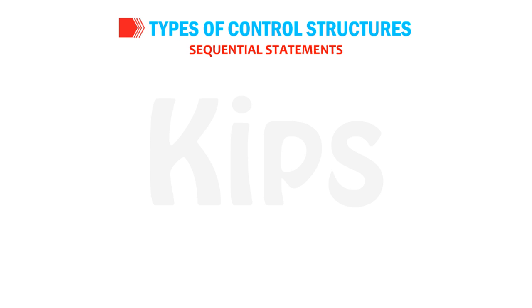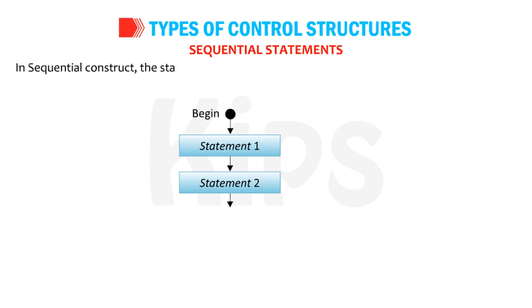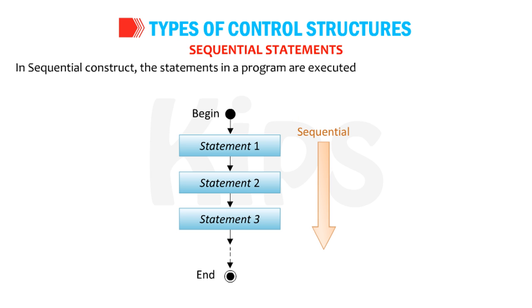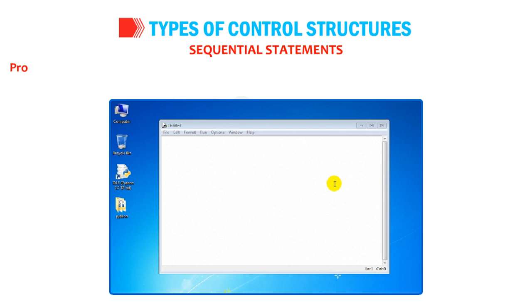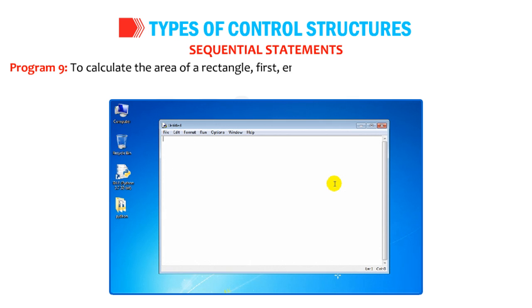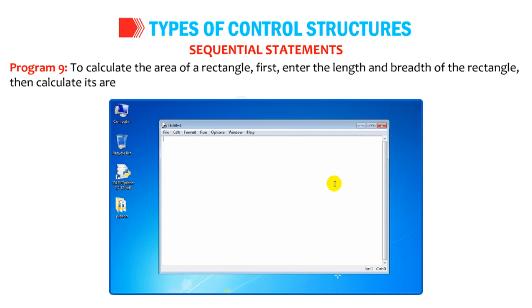Sequential statements. In sequential construct, the statements in a program are executed in a sequential manner, where one statement is followed by the other with no possibility of branching off to another action. Program 9. To calculate the area of a rectangle, first enter the length and breadth of the rectangle, then calculate its area and print the result.